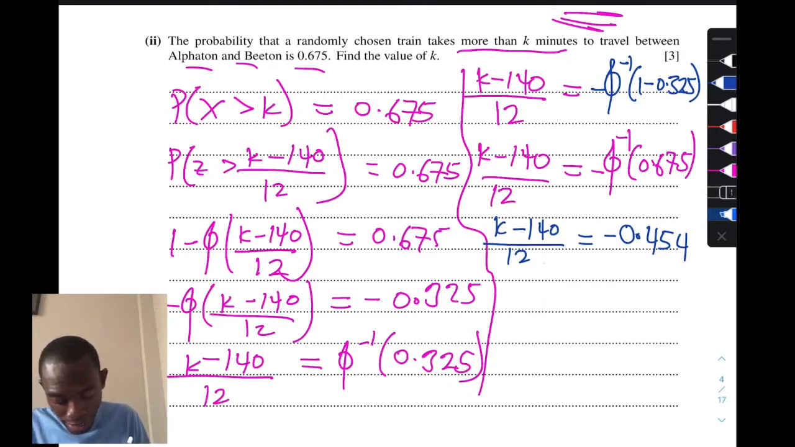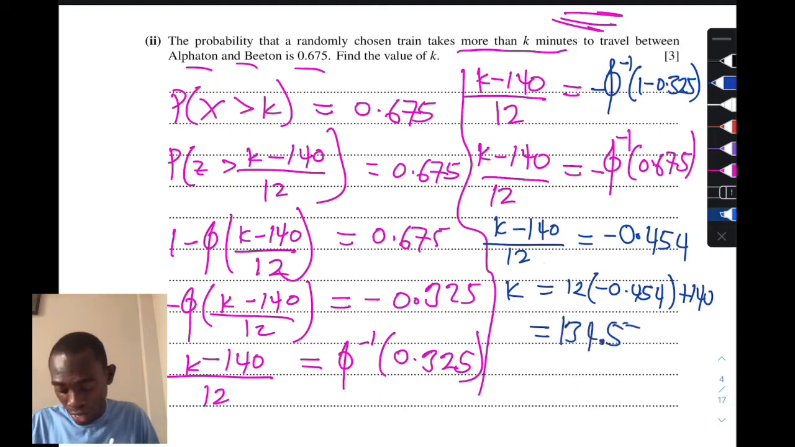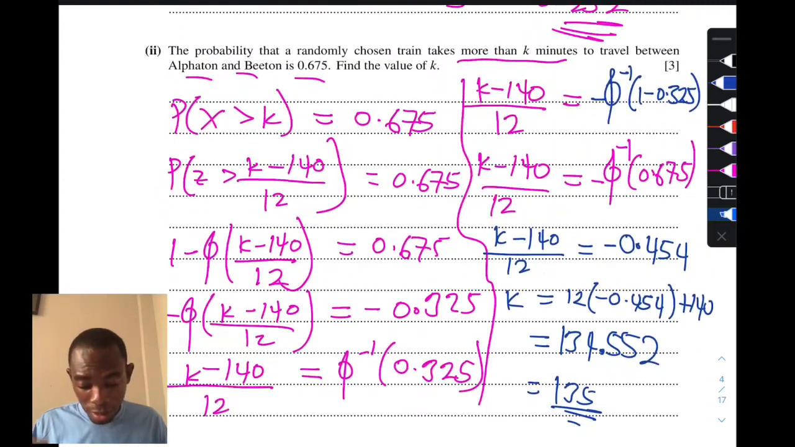Now what we do is make k the subject, so k will be equal to 12 into bracket negative 0.454 plus 140. And that is calculator work. So we have 12 times negative 0.454 plus 140, and that, ladies and gentlemen, is 134.552. So we can write 135 in 3SF. That'd be great. So that is it for this particular question. Let's move on to the next one.